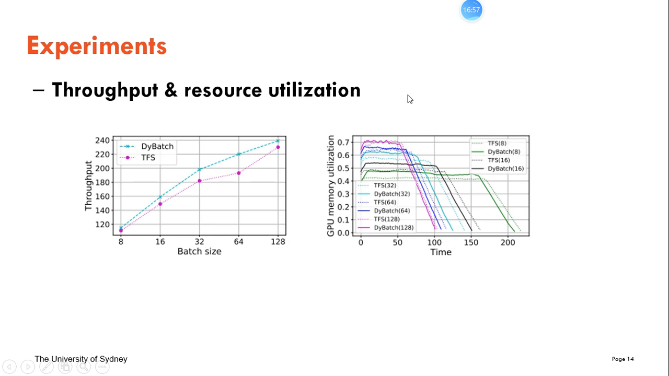We also present some system indicators, namely the throughput and resource utilization. In the first graph here, we conducted several experiments on different batch sizes, and we can see DyBatch achieves higher throughput than TensorFlow Serving. For the second graph, we can see similarly, our DyBatch achieves higher utilization under different settings of batch size, which is shown in the brackets here.